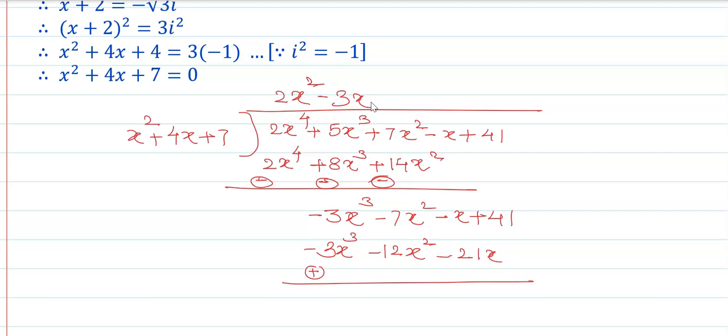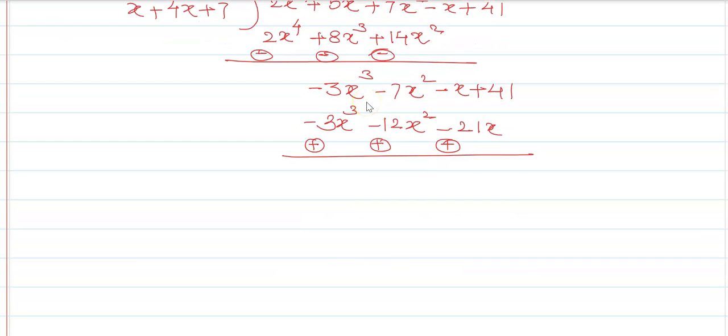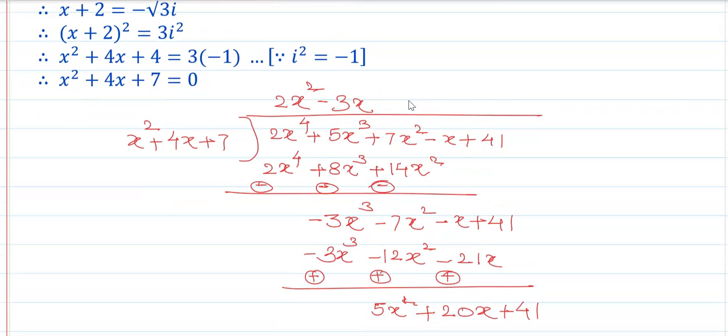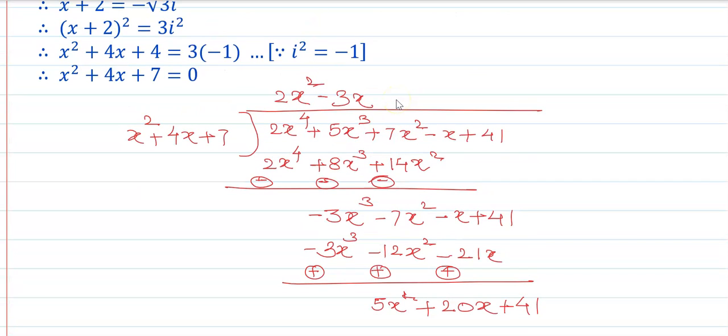Again, we will change the sign: plus, plus, and plus. Minus 3x cube plus 3x cube get cancelled. Minus 7x square plus 12x square, you will get 5x square. Minus x plus 21x, you will get 20x, plus 41. Again, to get the 5x square, we have to multiply this x square by 5. Therefore, I will write here plus 5.